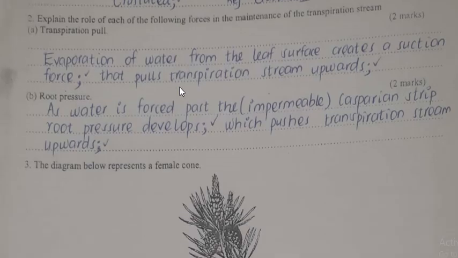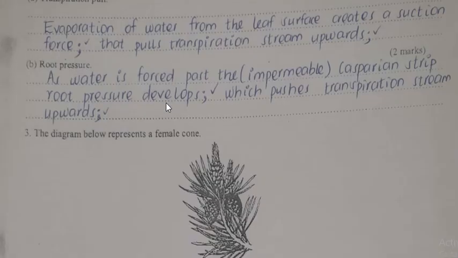Question 2. Explain the role of each of the following forces in the maintenance of transpiration stream. A, we have transpiration pull, and in the transpiration pull, evaporation of water from the leaf surface creates a suction force that pulls transpiration stream upwards. Then we have root pressure, and in this case, as water is forced past the Casparian strip, which is impermeable, root pressure develops, which pushes transpiration stream upwards.